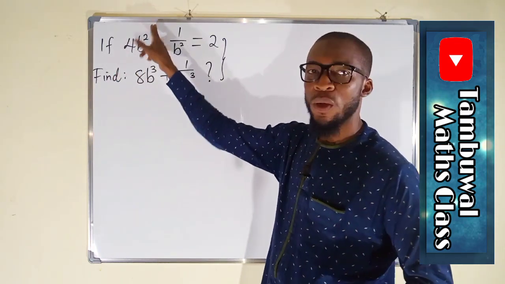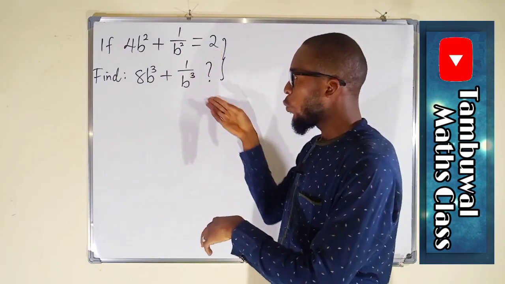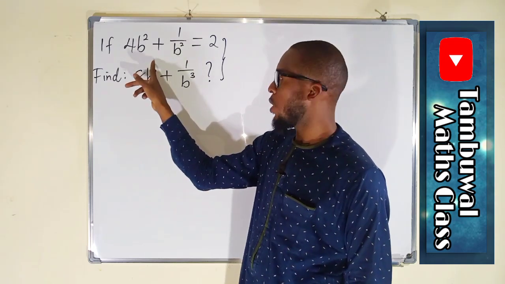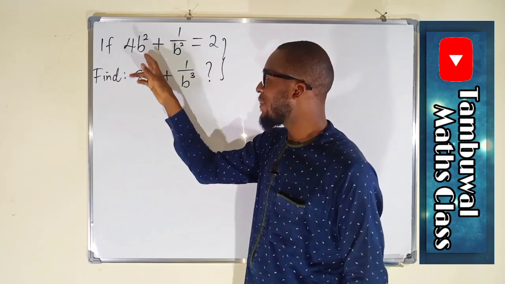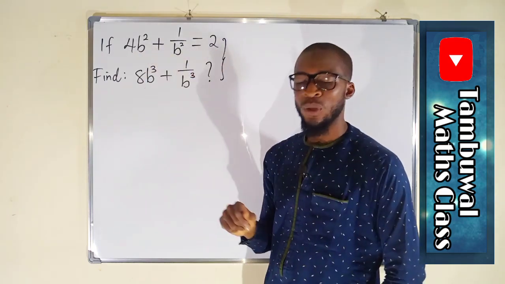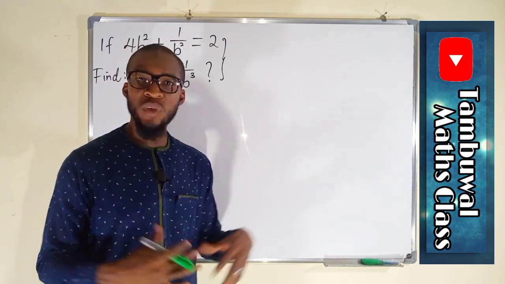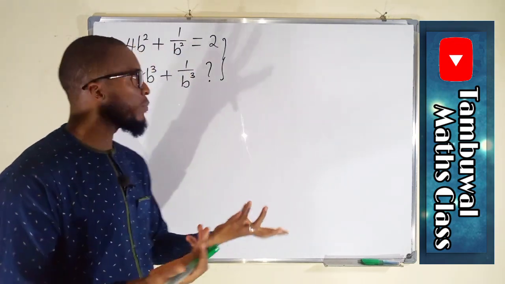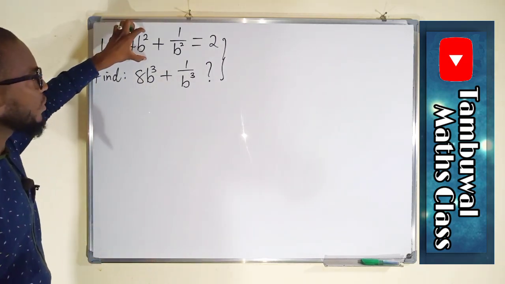If 4b to the second power plus 1 over b to the second power equals 2, what is the actual value of 8b to the third power plus 1 over b to the third power, provided that this is equal to 2? You know, in mathematics, we are free to use different methodologies for the same problem. So look at my own approach. Let me start with this equation.